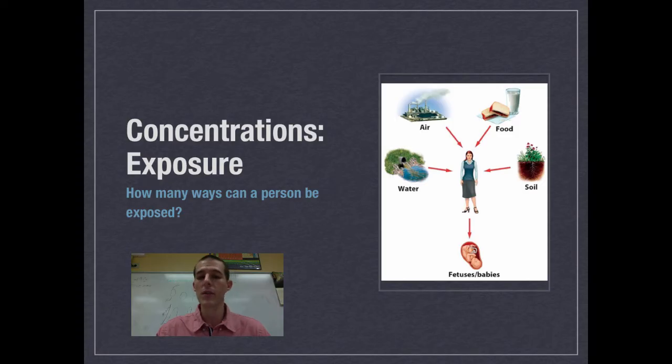Some examples or possibilities is going to be soil. So that could be from the vegetables that are grown in the soil or just soil contamination. Could be in the food that you eat, could be in the air you breathe, or could be in the water you drink or bathe or swim in. So depending on the route of exposure, the concentration could be higher or lower.